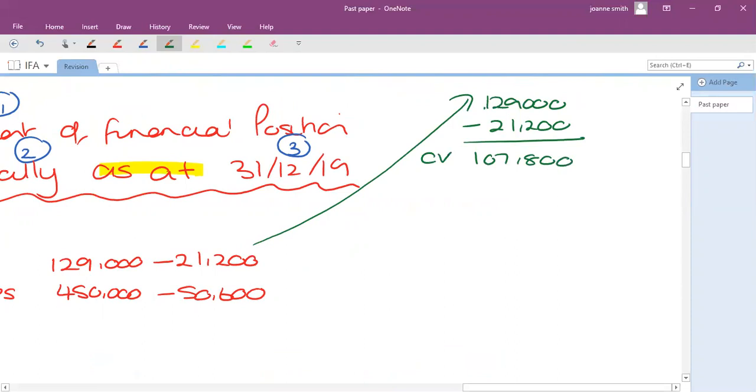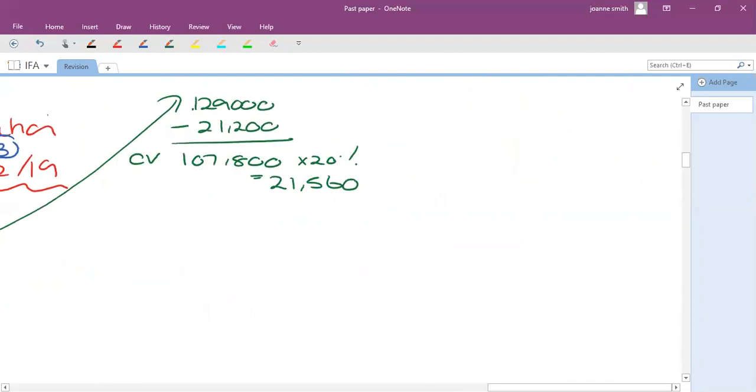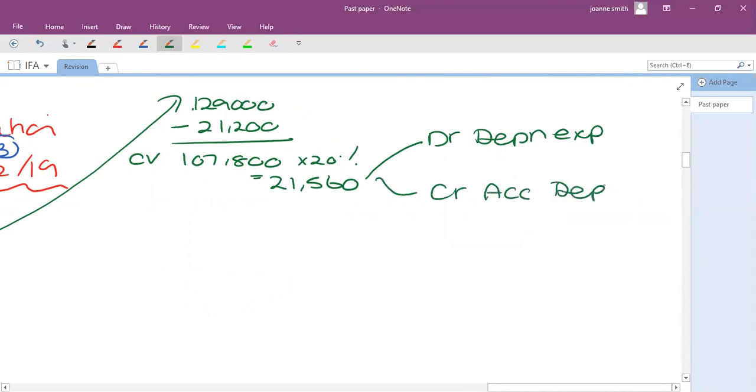Depreciation then is going to be based on 20%. And that is going to give me a figure of 21,560. So that's the depreciation for this year on the equipment. And what we're going to do with that, we're going to debit the depreciation expense account, which is what you see in your P&L, and then we're going to credit the cumulative depreciation that you see on your SFP.